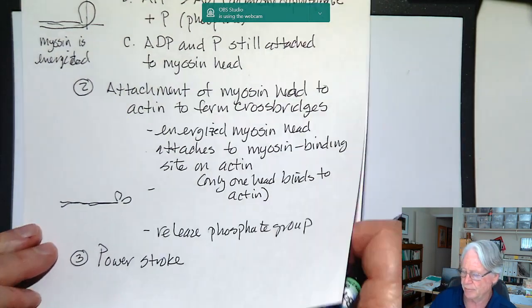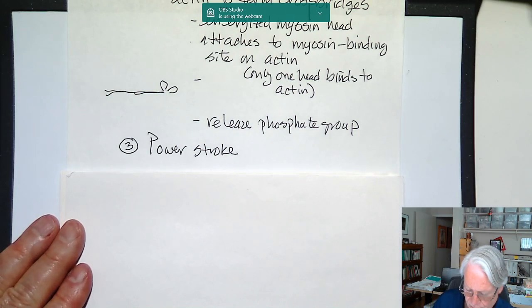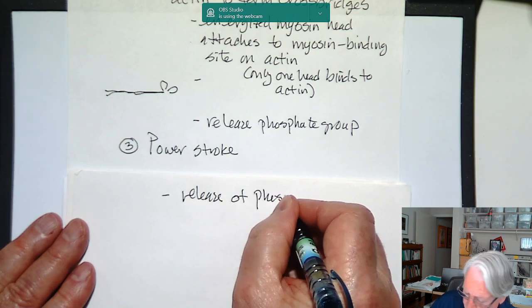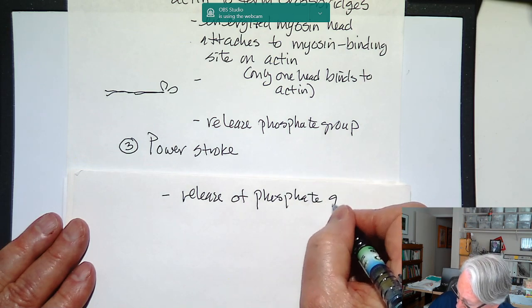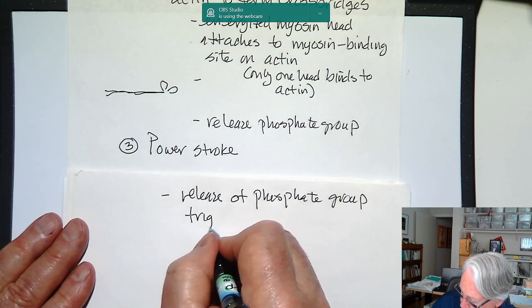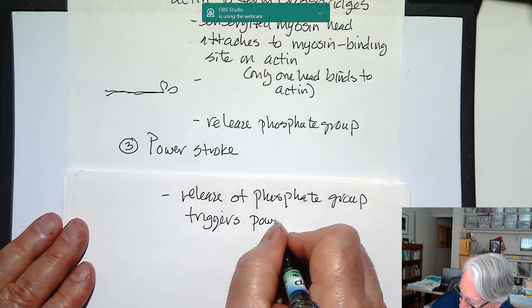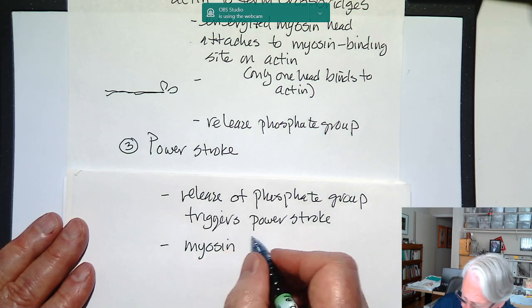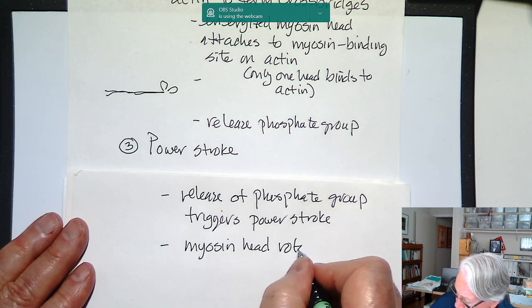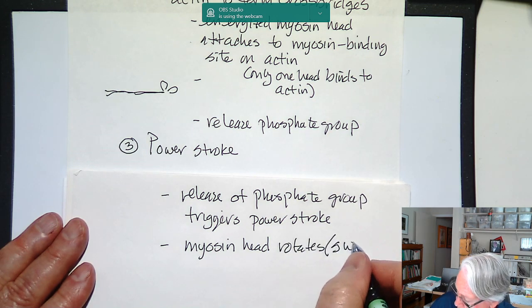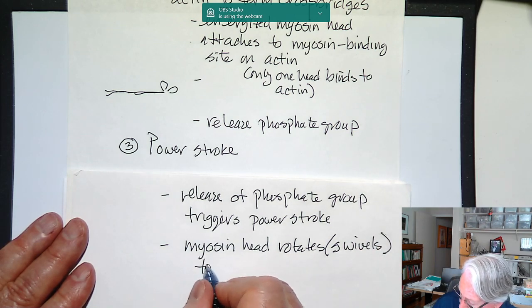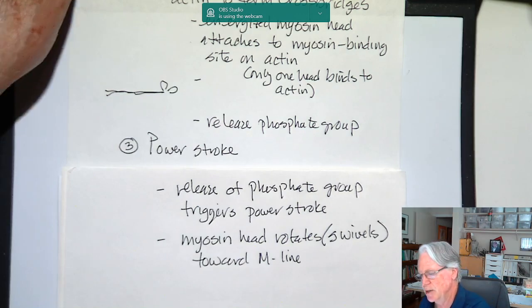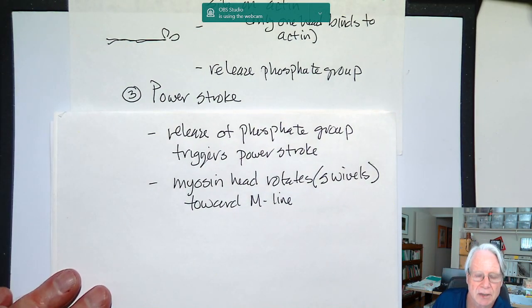So now we're in the power stroke. So the release of the phosphate group triggers the power stroke. The myosin head rotates or swivels toward the M line, which is in the center, as you know, of the sarcomere.